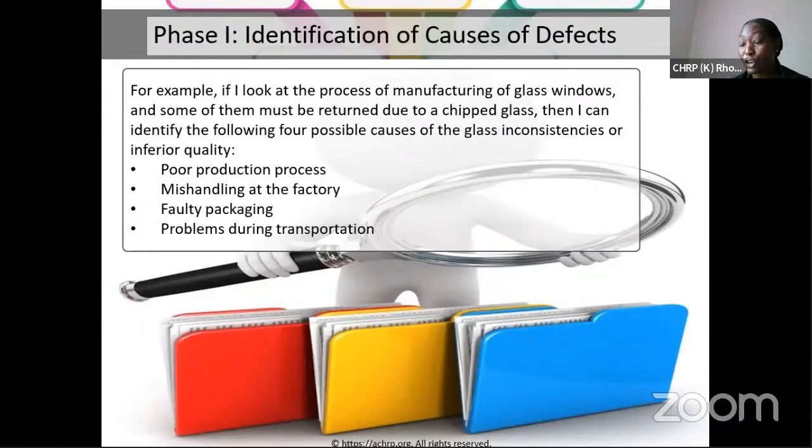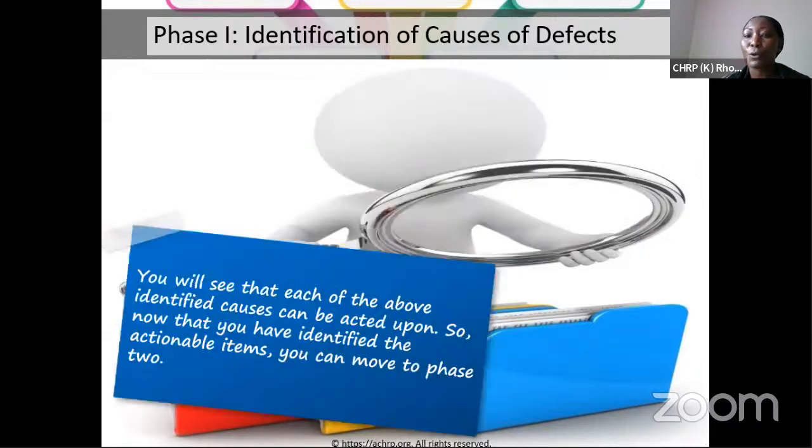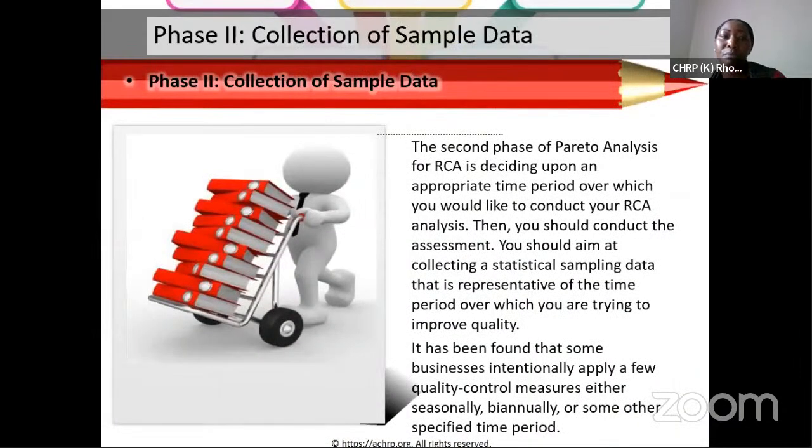About poor production, we can look at it. Is it the people who have not been well trained? Is it maybe the machines? Is it the mishandling at the factory, done by people or by the conveyor belts? The faulty packaging, we can do something about it. The problem during transportation, of course, it's within our control or the outsourced services. Then you do collection of the samples. Among those things that we have looked at as possible causes, now go pick such windows and start analyzing what is the likely cause. So once you do the sampling, why do you do the sampling?